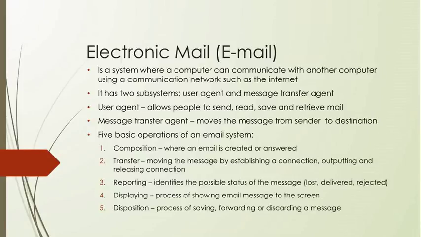So there are 5 basic operations of an email system. One is composition. This is where an email is created or answered. This is where we open the editor of the email, where we type the message and the recipient, or where we want to send the email. The second one is transfer, or moving the message by establishing a connection, outputting and releasing the connection.